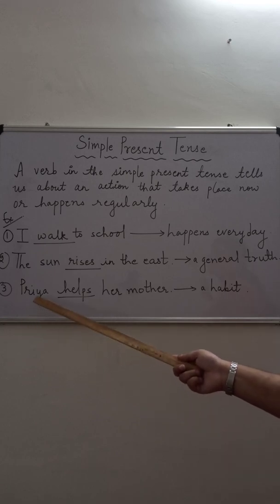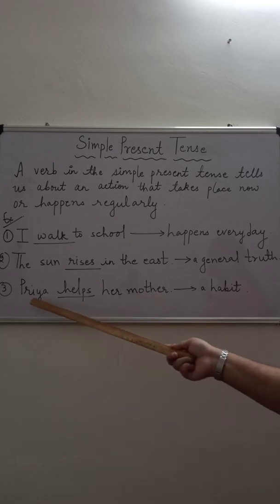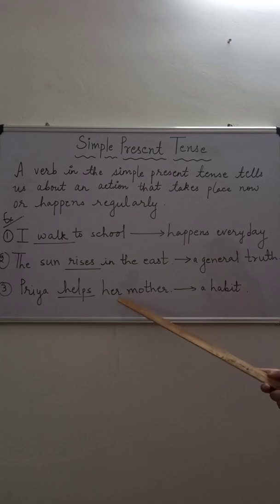Similarly, third one, Priya helps her mother. Now, this statement is a habit. It is a habit of Priya to help her mother every day. So here, this action is also in the simple present tense.